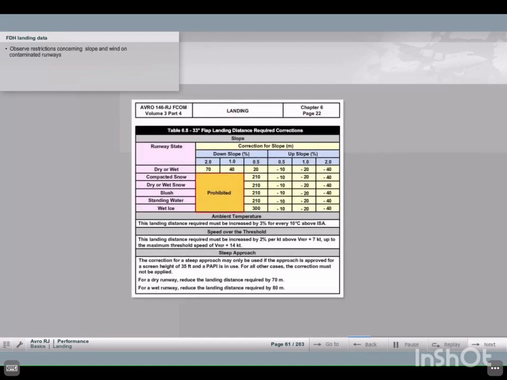Note that tailwind landings are prohibited on contaminated runways with a downhill slope. With no wind or a headwind, the maximum allowed downhill slope on contaminated runways is 0.5%.